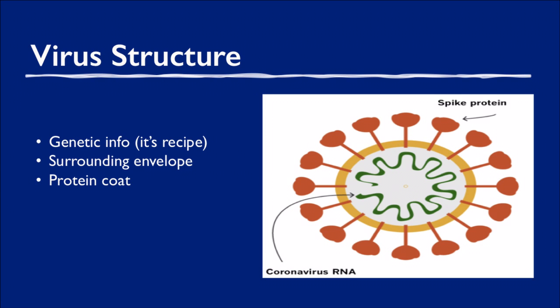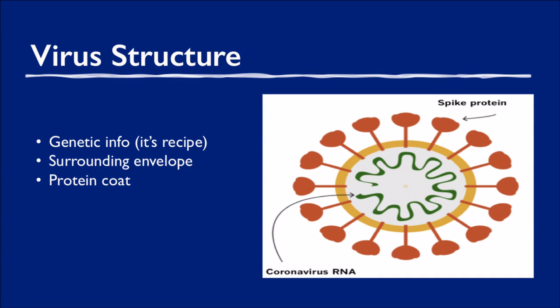Now, the way that viruses multiply is that they unlock the door to our cells and take over our cellular machinery to make more of the virus. So, those spike proteins, for instance, using this cross section of a coronavirus, are like hands that unlock the door to our cells.